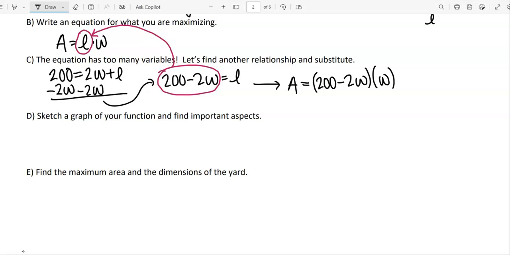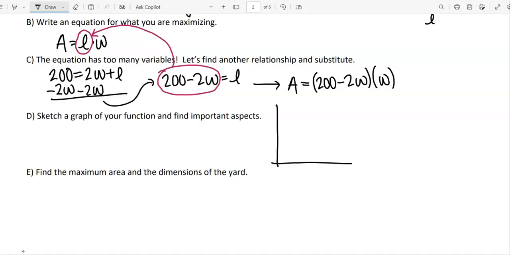It's one binomial and just times W, right? What are we going to get when we multiply W? We're going to get W squared, so this is a quadratic, right? Okay, let's sketch a graph. So, sketch a graph. It's a quadratic. So that means it has to be a U shape.